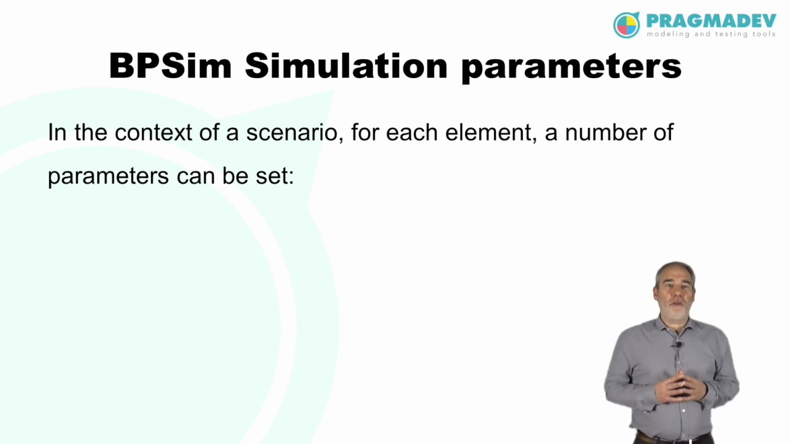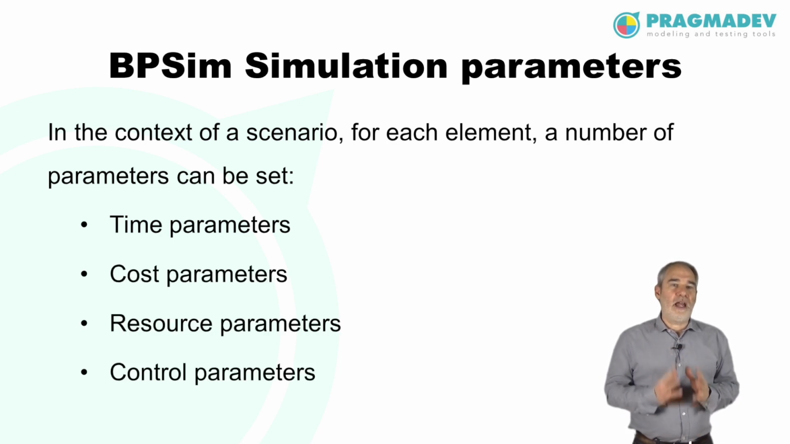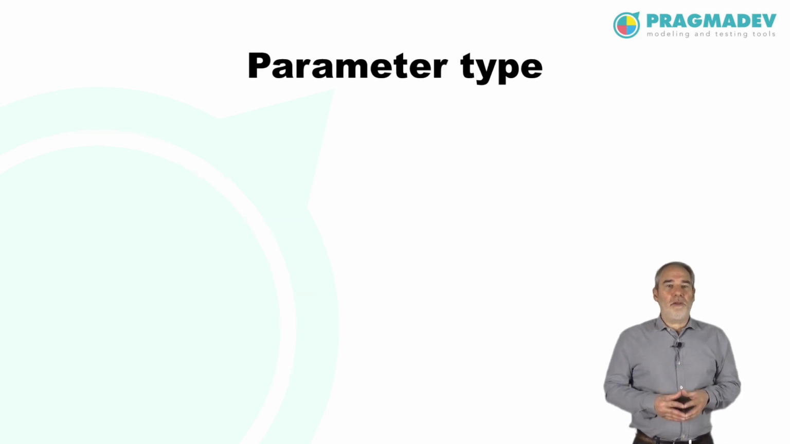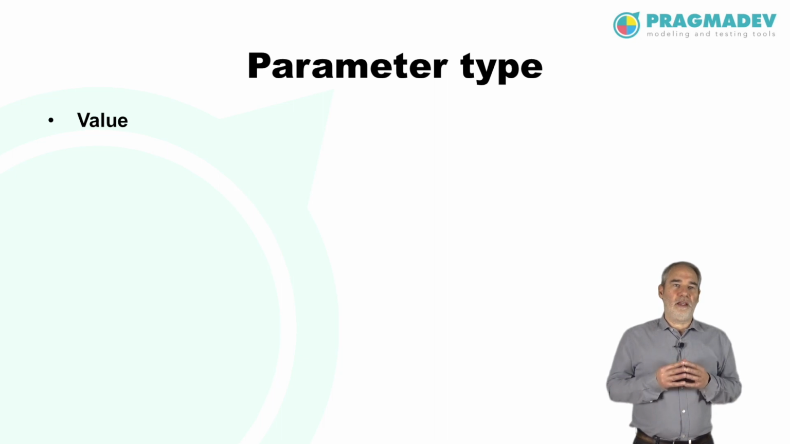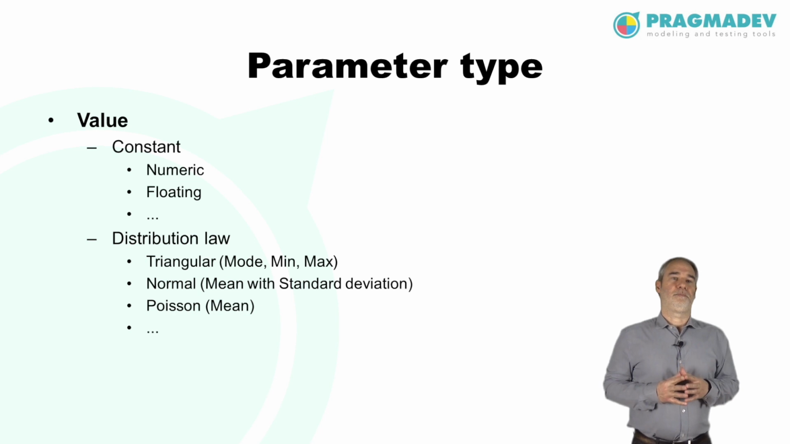For each element, a number of parameters can be set. Time parameters, cost parameters, resource parameters, and control parameters. Each one of these parameters has a value that can either be a constant or a distribution.